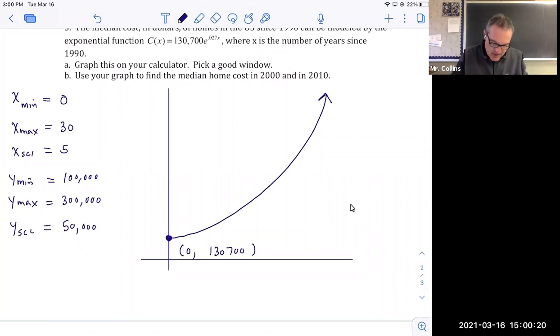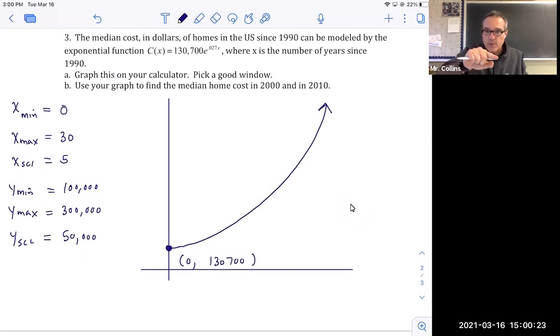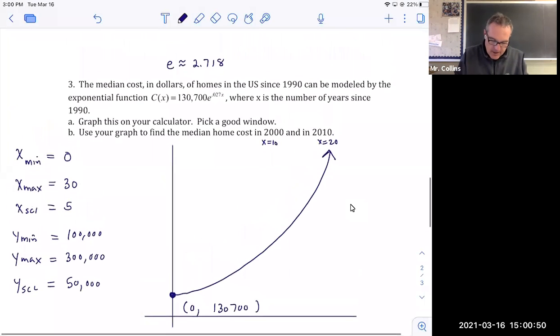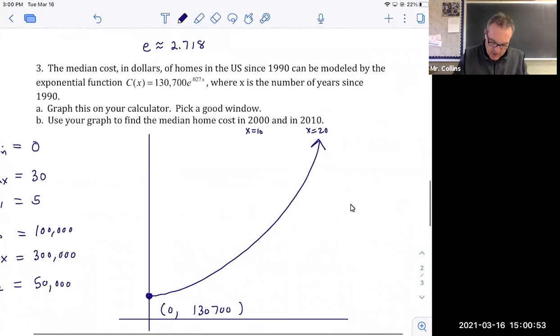Now here, they say use the graph. So on an 84, you would just scroll along, or you could literally plug in X equals 10. X equals 10 would be for the year 2000, right? And for the year 2010, X would be 20, because that's 20 years after 1990. You could plug those in, you could trace the graph. On Desmos, you could literally move along the graph and look at the Y coordinates. Or algebraically, you could just plug in 10 and 20 either way.